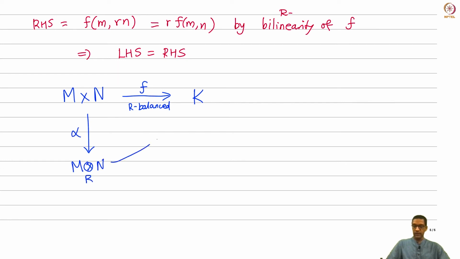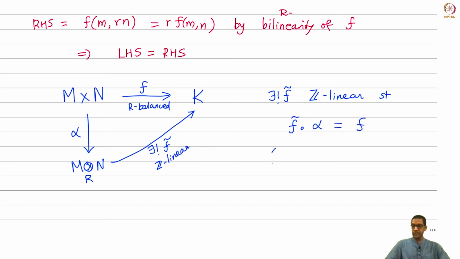M tensor N over R, and I know there exists a unique f tilde. And what sort of map is this? The usual universal property says f tilde is a Z linear map from M tensor N to K, and f tilde makes this diagram commute. So there exists a unique f tilde, Z linear as in the diagram, such that f tilde composition alpha is f. Okay, why is this? By the universal property that we already proved.